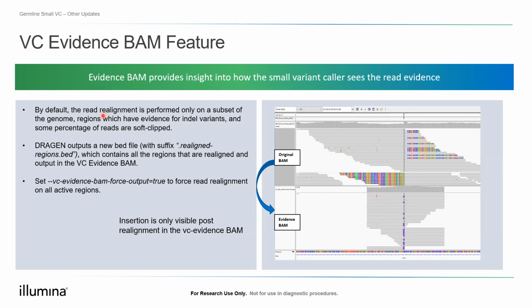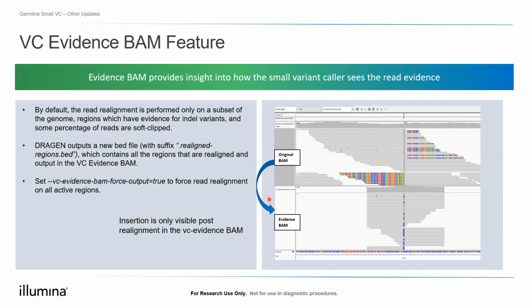Again, just some more information here regarding this feature. By default, the read alignment is performed only on a subset of the genome. So these regions which have evidence of indel variants are regions where some percentage of the reads are soft clipped. Now, with this evidence BAM, in addition to this new BAM file, we also output a BED file that includes all these regions that have been realigned in the output of the VC evidence BAM. So if you want to look at a high level, instead of opening the evidence BAM in IGV, you can look at all the regions that we have realigned as a result of using those soft clip reads.